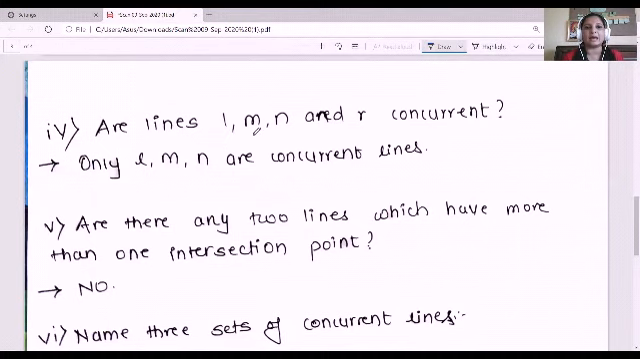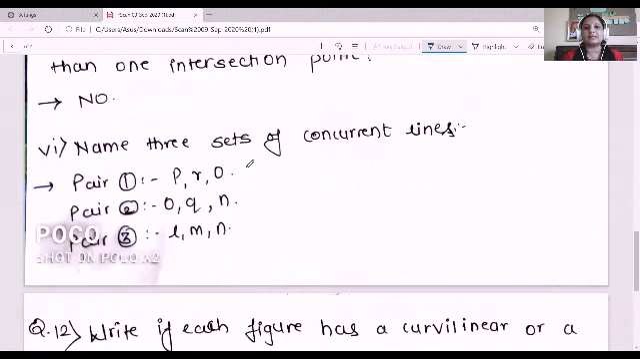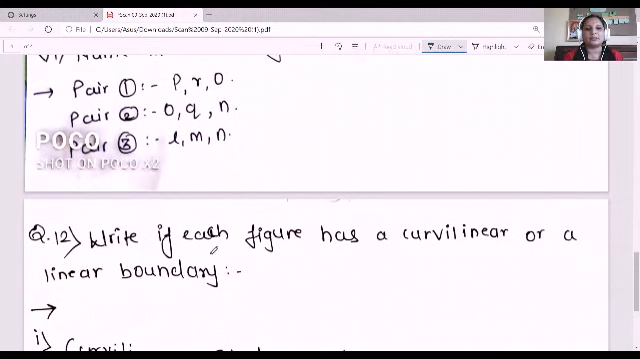Are lines L, M, N are concurrent? Now if you see in the figure, that is only L, M, N are concurrent, not the O. Same here, are there any two lines which have more than one intersection point? No. So name the sets of concurrent lines. Set 1 is PRO, set 2 is OQN, and set 3 is LMN. We'll go through the figure, you will understand it. Okay. So let's move to the last question of this exercise.